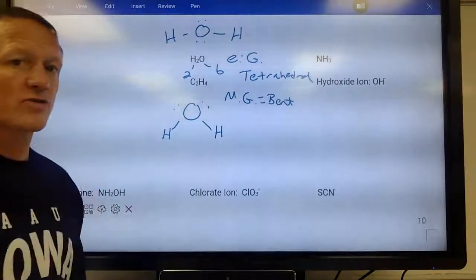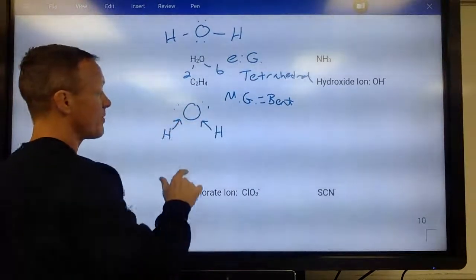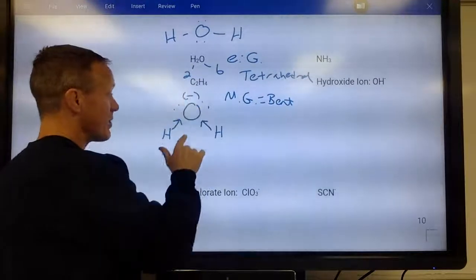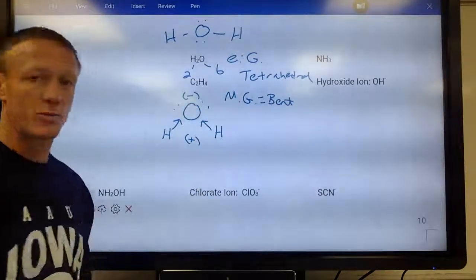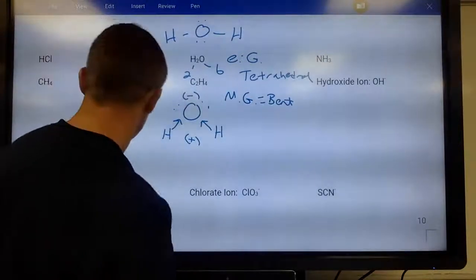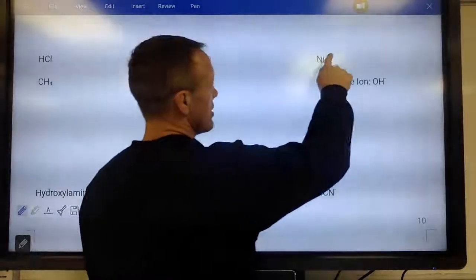The bonds themselves are polar. Electrons are being pulled towards oxygen, the higher electronegativity element. So the bonds are polar, and oxygen has a negative end and a positive end, so the molecule is polar. Bonds are polar, molecule is polar. All right, erase that.